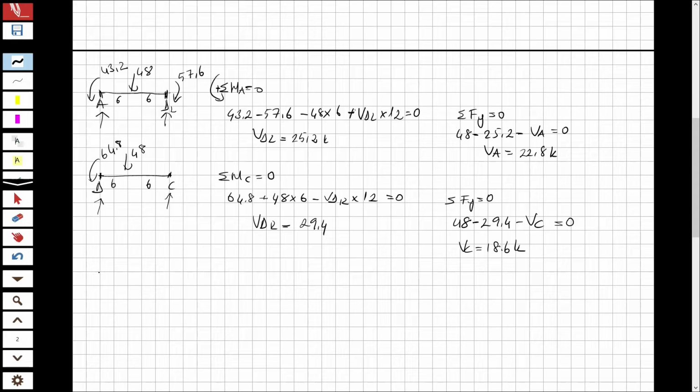And let's do it for the last part. This will be from D to B. From DB I have 7.2 as moment, but that won't be in that direction. Sorry, that will be in this direction. And I will take the moment at B equal to 0.